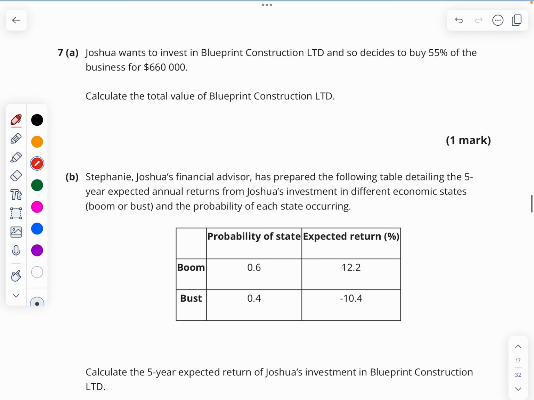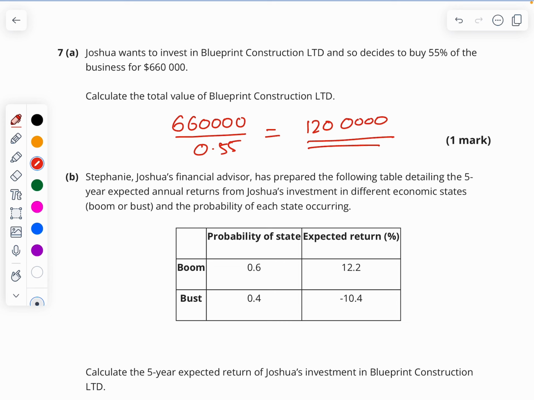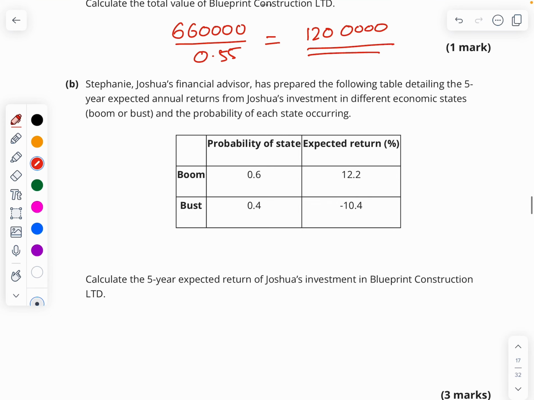Question number 7. Joshua wants to invest in a blueprint construction company and so decides to buy 55% of its business for 660,000. Calculate the total value. So 660,000 divided by 55%, 0.55. So it is 1,200,000. This is going to be the total value of 1.2 million.